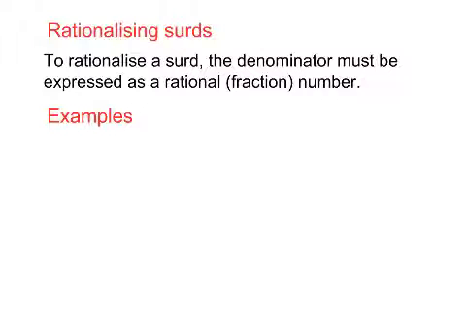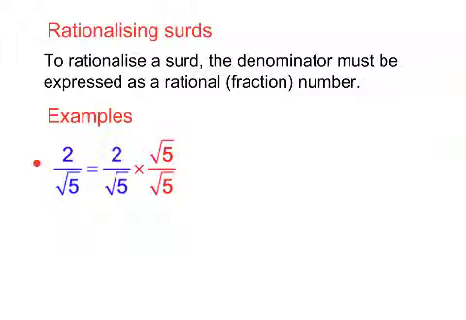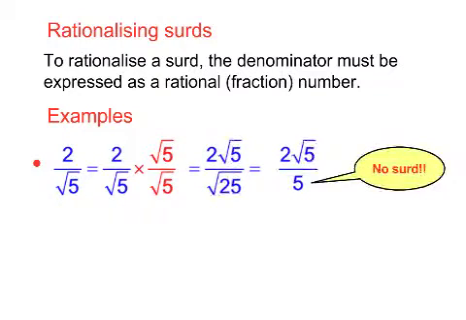Rationalizing a surd is a way of simplifying an expression where the surd is on the denominator. For instance, if we have 2 over root 5, notice the surd is in the denominator here. And to simplify that, we can multiply 2 over root 5 by root 5 over root 5, which is effectively 1. In other words, 2 over root 5 times root 5 over root 5 is 2 root 5, multiplying the top line. Root 5 times root 5 is root 25, which is 5. Notice the answer, 2 root 5 over 5, has got no surd in the denominator.